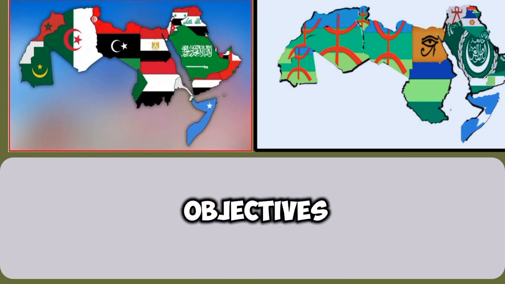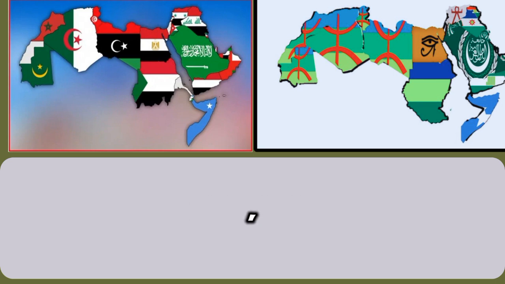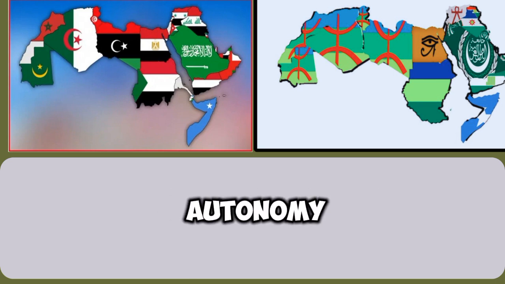The League's objectives include reinforcing bonds among member states, coordinating political plans and foreign policies, safeguarding national autonomy and sovereignty, promoting economic cooperation, and developing education and culture within the region.